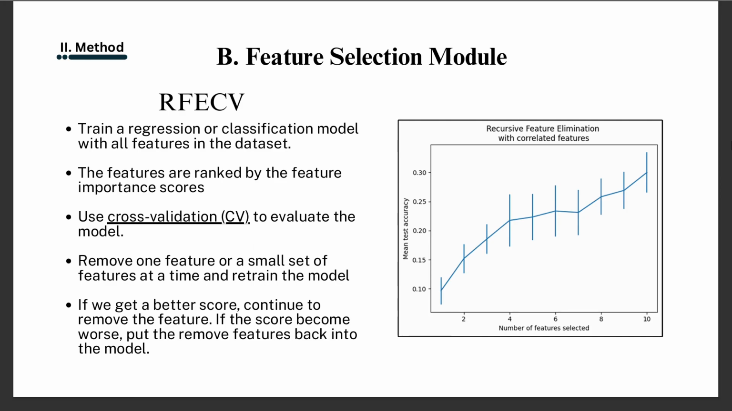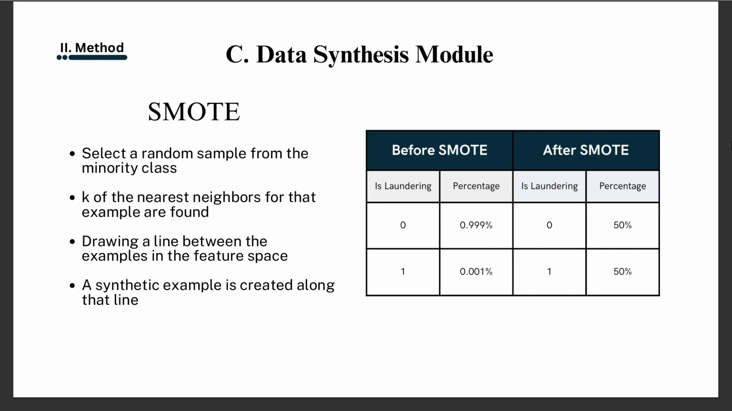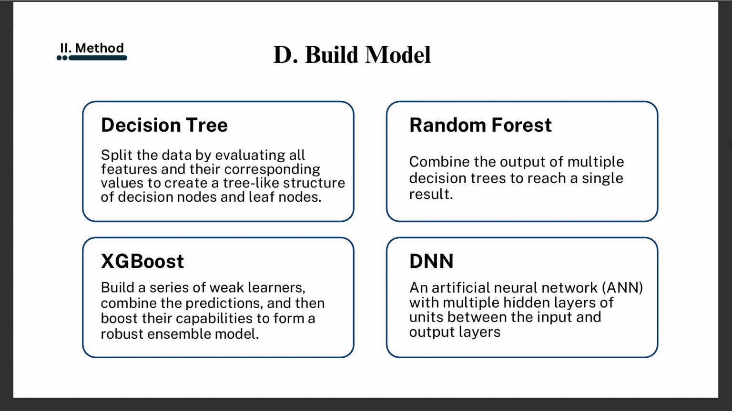Since the proportion of abnormal transactions in the data is extremely low, accounting for only 0.01% of the entire dataset, to avoid overfitting, we use SMOTE to solve this problem. After the data synthesis module, we got the proportion of money laundering data up to 50%. We applied decision tree, random forest, XGBoost, and DNN to find the most suitable one and choose the one with the best recall value for the next steps.